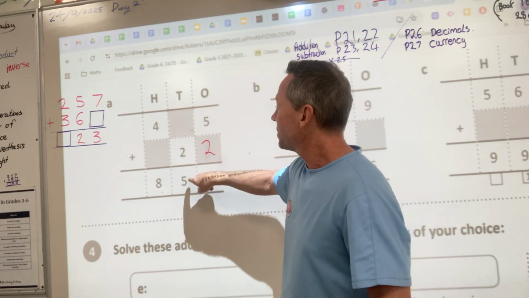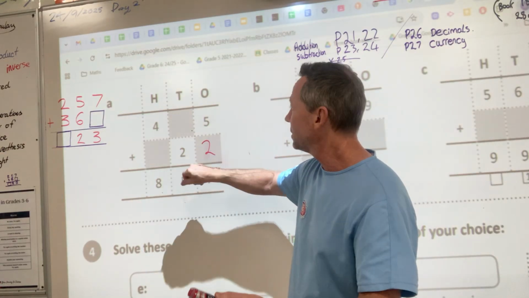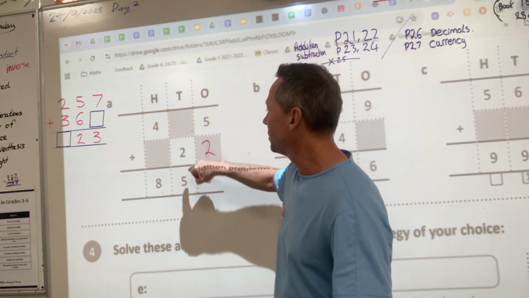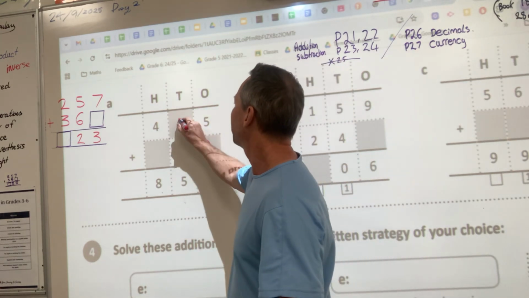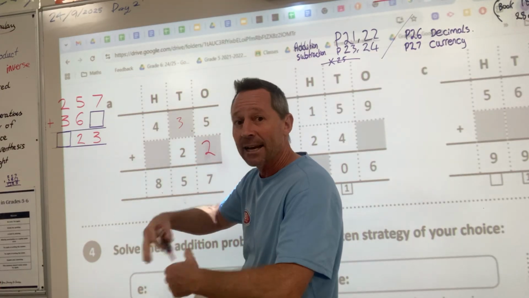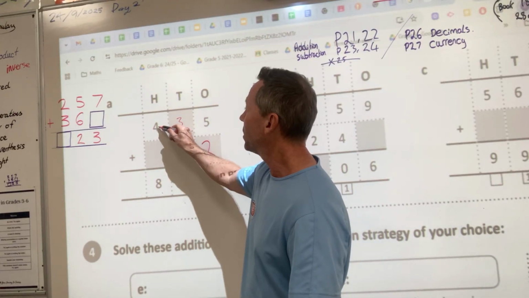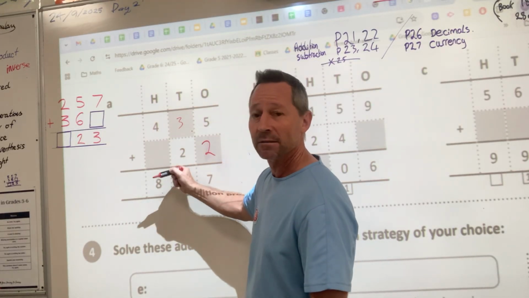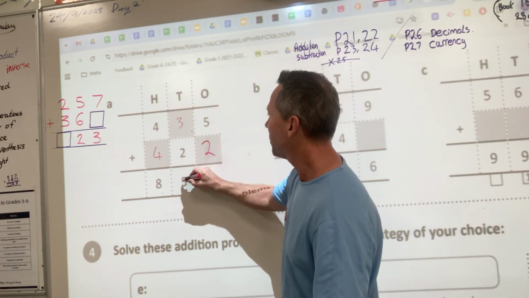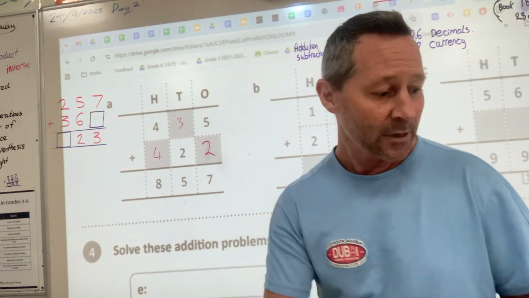Something plus 2 equals 5. Again, I could use the inverse operation. 5 minus 2 will give me this one. Or something plus 2 gives me 5. 3. 3 plus 2 is 5. Come across here. Again, same sort of situation. I can do 8 minus 4. Or 4 plus something gives me 8. 4. So double check. 5 plus 2 is 7. 3 plus 2 is 5. 4 plus 4 is 8. Correct. Okay, so give them a go.